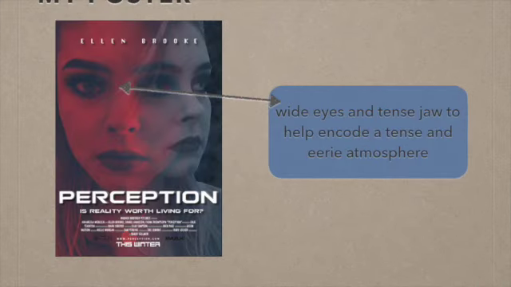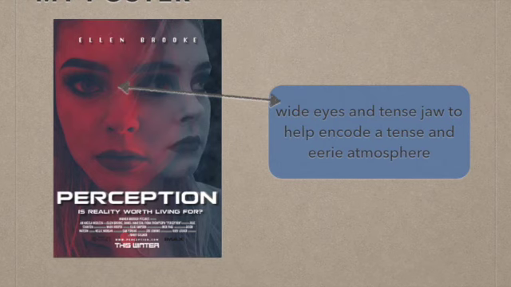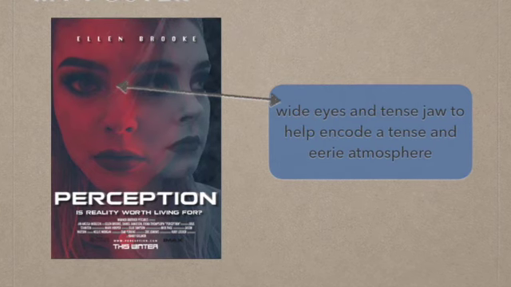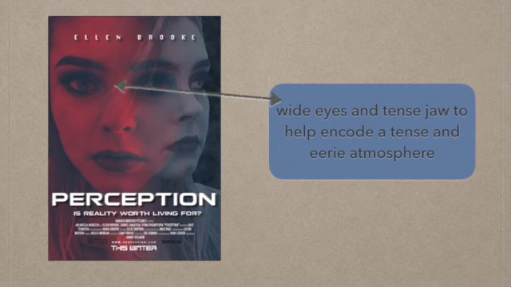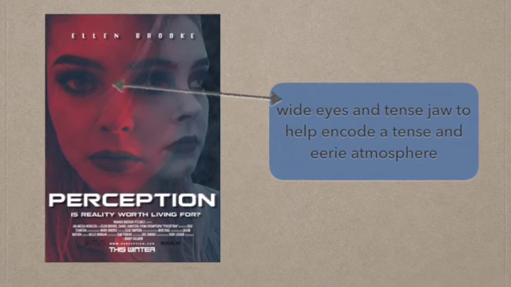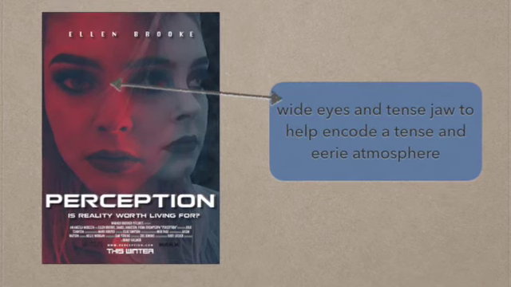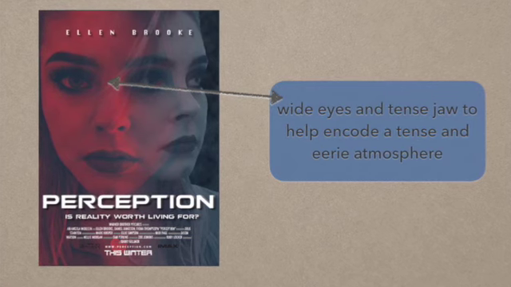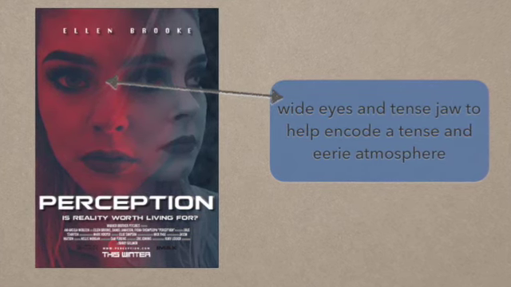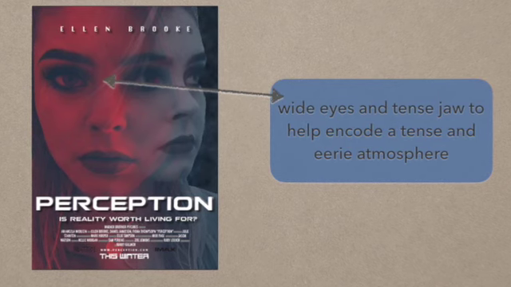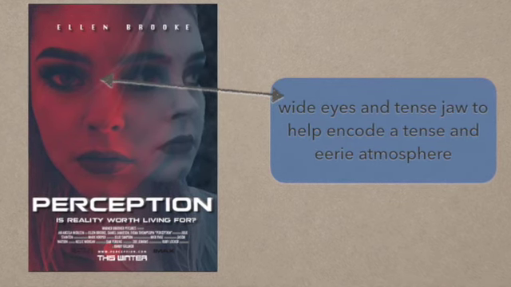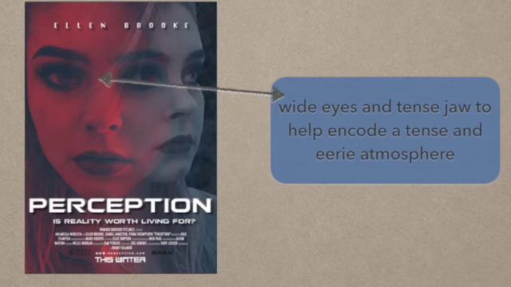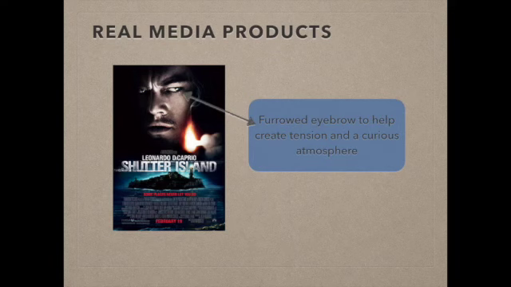Finally, in my poster, the use of facial expressions helped to encode the fact my film is a thriller film, thus ensuring that it conforms to the codes and conventions of the genre. The way in which I have directed for my character to stand with a dropped jaw and wide eyes gives the impression that she is not very happy but instead slightly lost and confused. This helps to encode a tense and eerie atmosphere due to the fact we feel tense and on edge for the character. From looking at other real media products, you can see the way in which they have also done this too, proving that my media product conforms to the codes and conventions of the thriller genre.